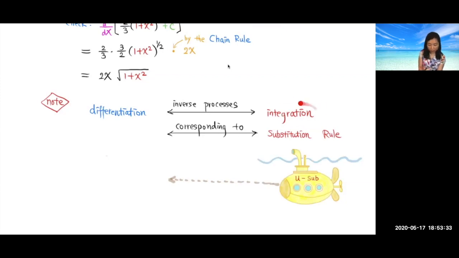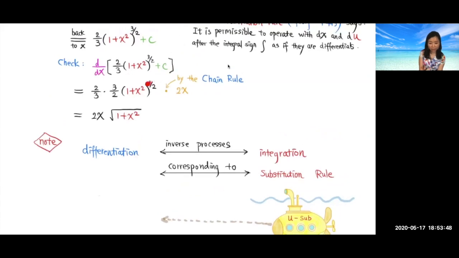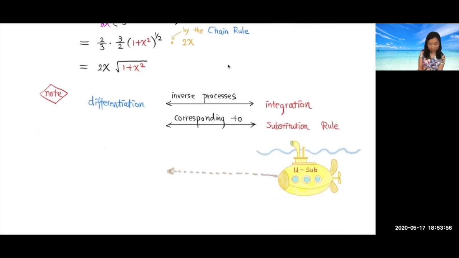Now we know integration and differentiation are inverse processes. So we have the substitution rule in integration. What will be the corresponding rule in differentiation? Go back to this. Notice that when you differentiate that, we actually use the chain rule right here. So in fact, the corresponding rule in differentiation that corresponds to substitution in integration is going to be the chain rule.